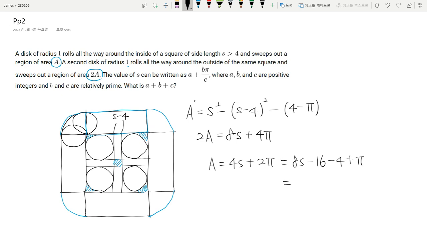So if we simplify the first equation, and then when you solve this equation of 4s, yep, so this is the value of s, and if we compare this to a plus b pi over c, what's the sum of a, b, and c?